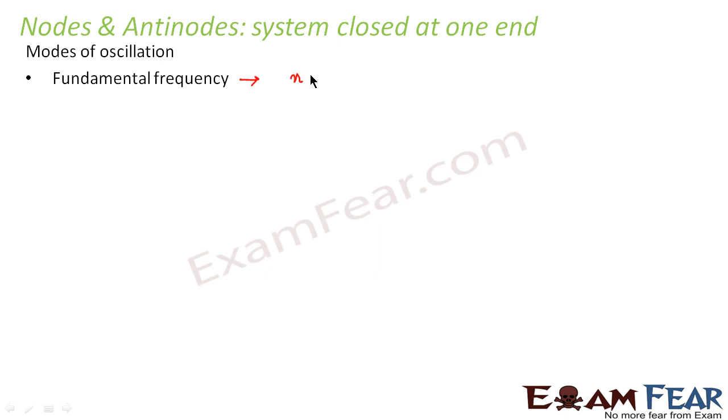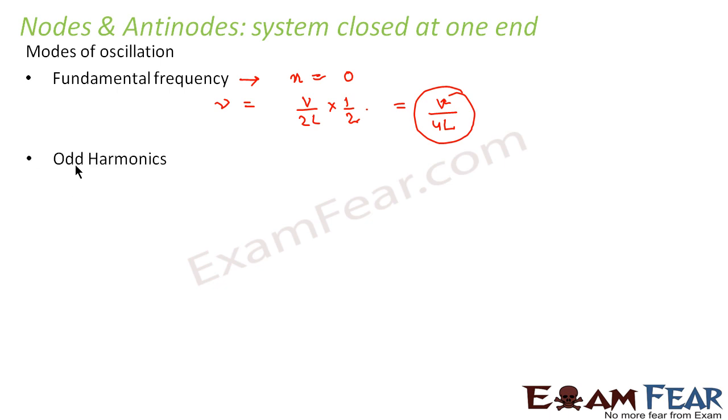When we talk of fundamental frequency, n corresponds to the lowest possible value, and here the lowest possible value is 0. So when n is equal to 0, what is the value of the fundamental frequency? It becomes v by 2L into 1 by 2, that is equal to v by 4L. This becomes the value of the fundamental frequency. Depending upon this fundamental frequency, we will find out the next harmonics. The next harmonics which we find are known as odd harmonics. Why odd harmonics? Let us look at that.